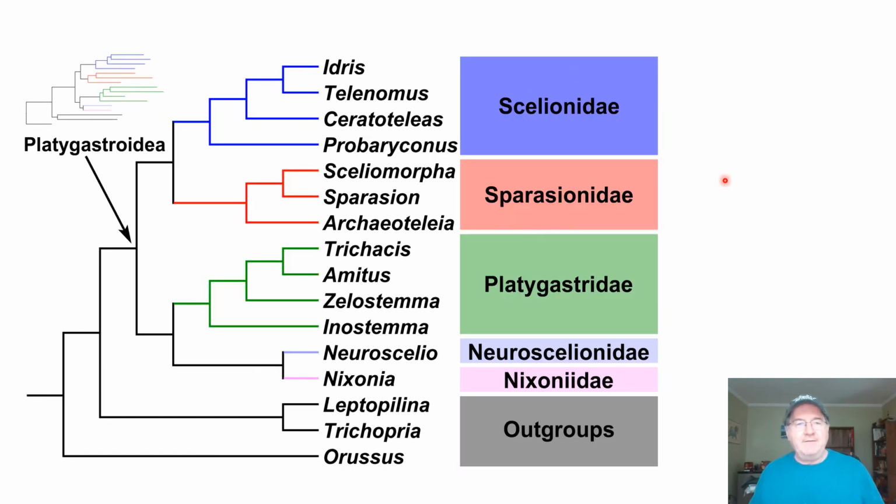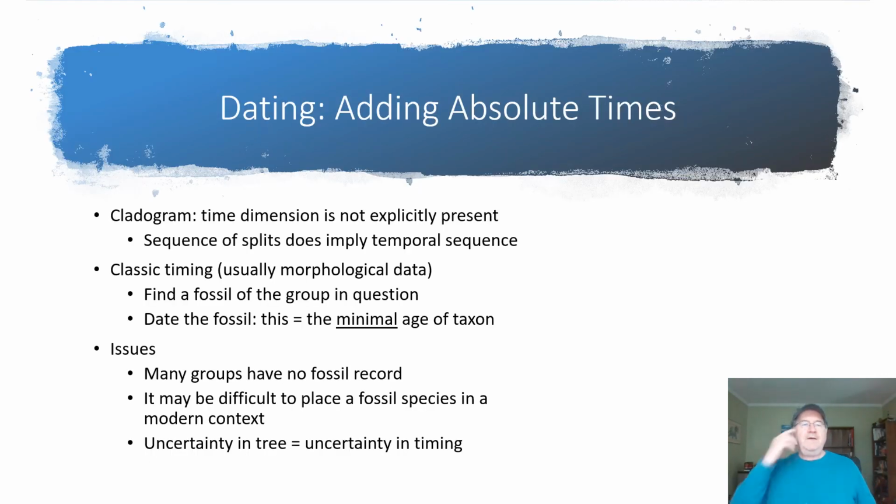There's the layout of the family with the colors back now. So now you know what the colors in the previous slide actually meant. Okay, so let's go back to talking about the process of dating.